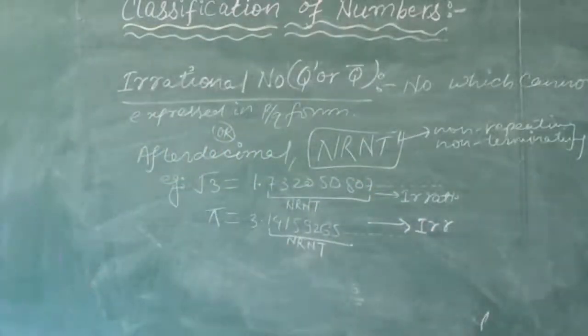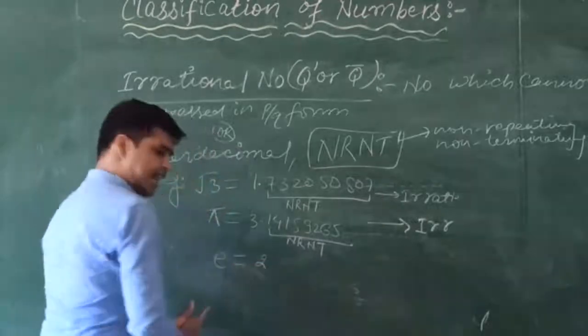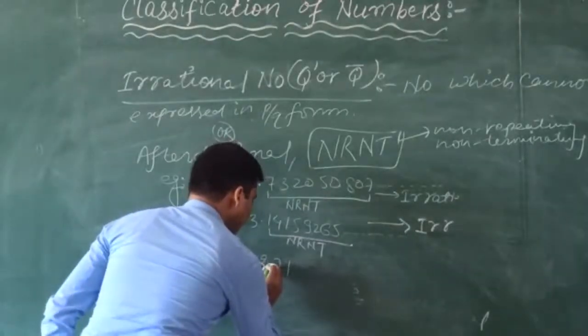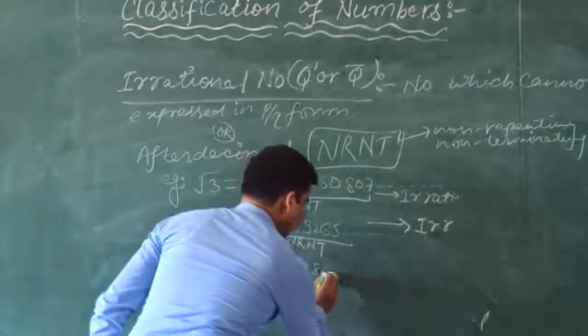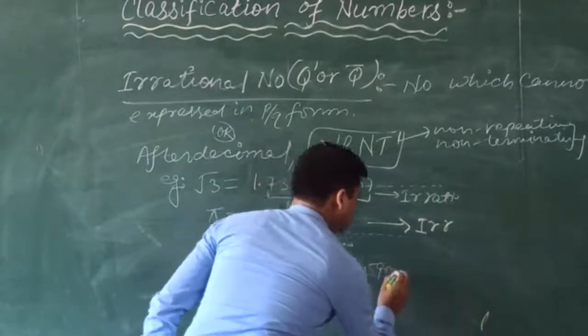Now next, what is the next? E. What is the value of E? We know that E means exponent. So what is the value of this? 2.718281828459045, in this way it is going.